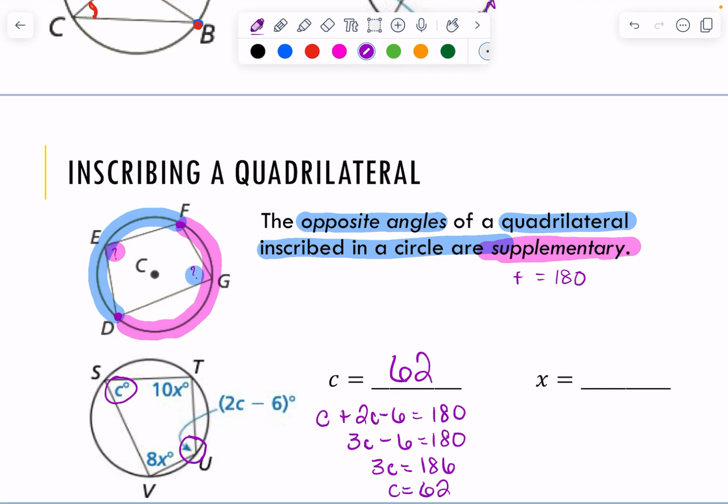Okay, likewise, I know that T and V would be supplementary, so 10x plus 8x has to equal 180. So 18x equals 180, so x must be 10. Okay, and that's what we do when we get our inscribed quadrilateral in a circle. The opposite angles are going to be supplementary.